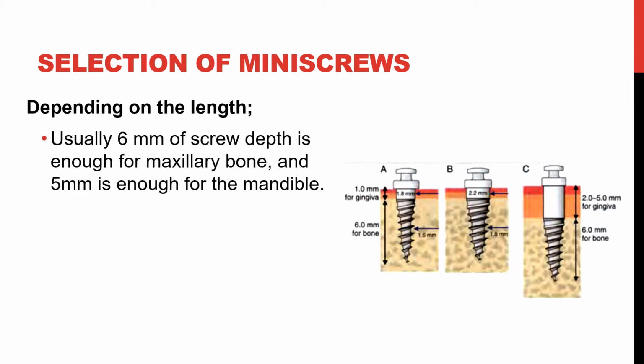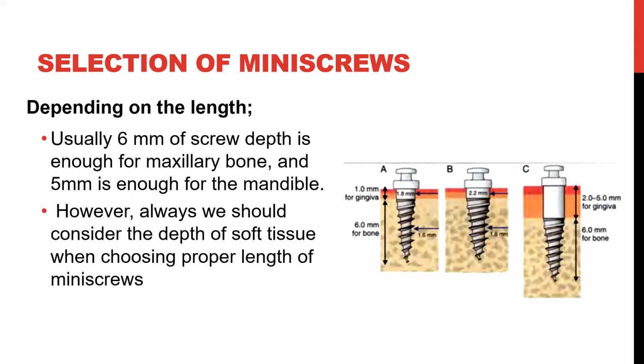Usually 6 mm of screw depth is enough for the maxillary bone and 5 mm is enough for the mandible. However, we should always consider the depth of soft tissue when choosing the proper length of the mini screws. In case C, as we can see, there is thick soft tissue, thick gingiva ranging from 2 to 5 millimeters. The thickness has to be added to the total length of the mini screw to have 6 mm inserted inside the bone. And it is better to select the type of screw with a flat collar portion to minimize irritation to the soft tissue.